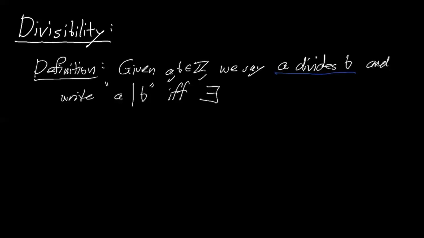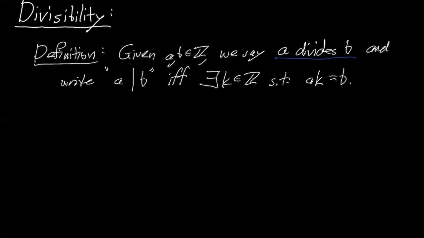basically A goes into B evenly. So if and only if there exists an integer K such that A times K equals B. That's the definition of divides. And so we read this just the same as we say A divides B. So we read it that way.